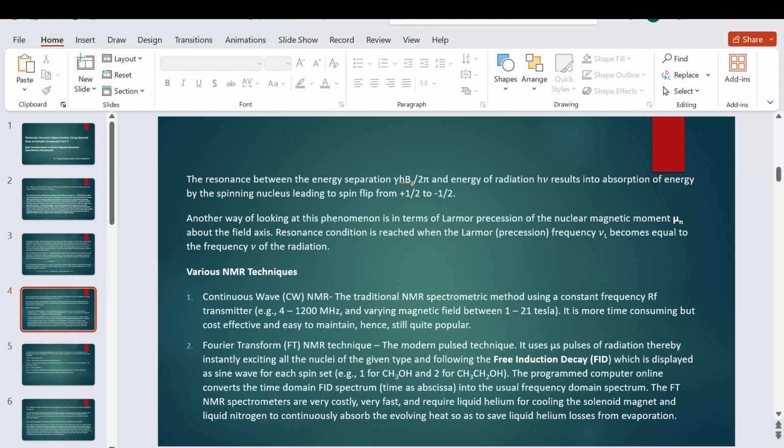The Fourier transformation spectrometers are very costly, very fast, and require liquid helium for cooling the solenoid magnet and liquid nitrogen to continuously absorb the evolving heat so as to save liquid helium losses from evaporation.